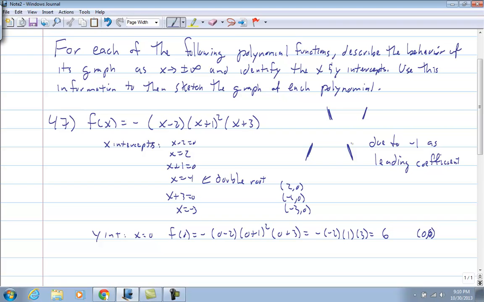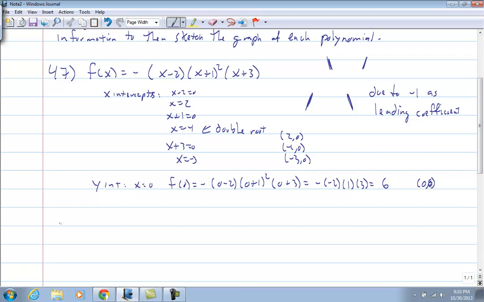Okay, so the end behavior is as x goes to positive infinity, this goes to negative infinity. As x goes to negative infinity, f of x goes to negative infinity. So I should write that down. As x goes to infinity, f of x goes to negative infinity. As x goes to negative infinity, f of x goes to negative infinity as well.